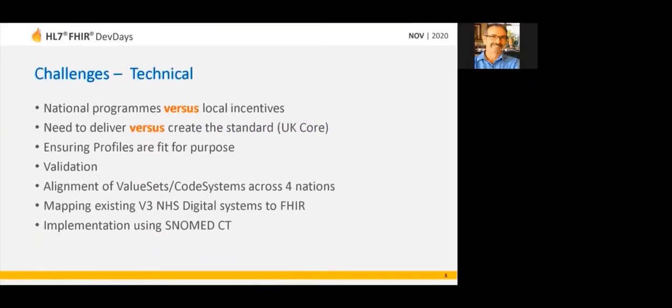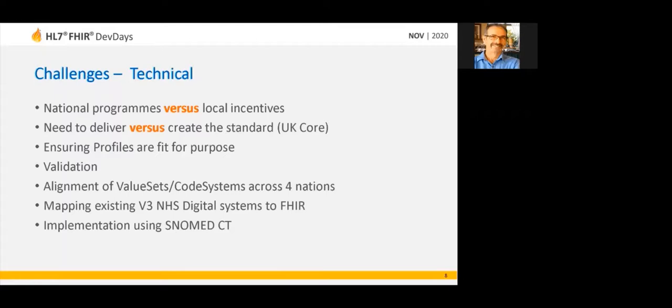Technical challenges. National programs versus local incentives. Do we build national programs or do we work with the local implementers to try and do local implementations of FHIR? We need both, but it's difficult to juggle.